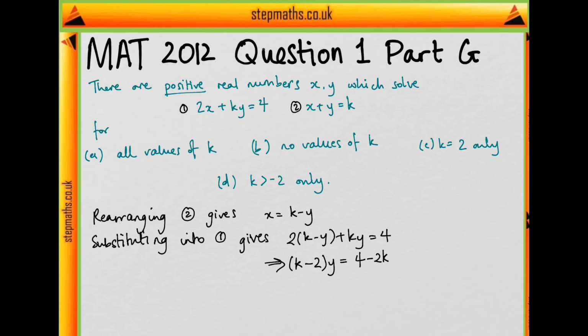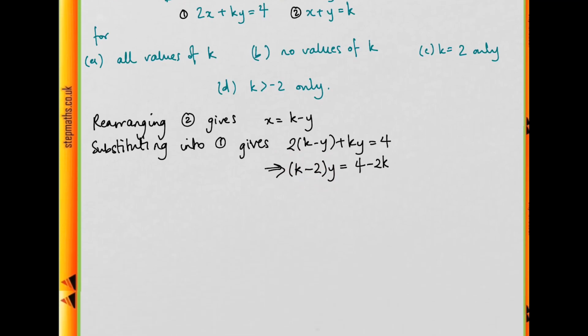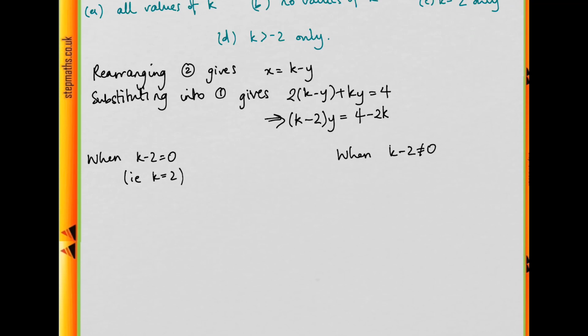And now we might want to divide by k minus 2 to tell us what y is, except we don't know that k minus 2 isn't 0 and we can't divide by 0. So we're going to have a look at this either when k minus 2 is 0 and when it isn't. So we have these two cases: when k minus 2 is 0, so k is equal to 2, and when k minus 2 isn't 0. So first let's look at this. When k minus 2 is 0, then, okay, let's call this star first.